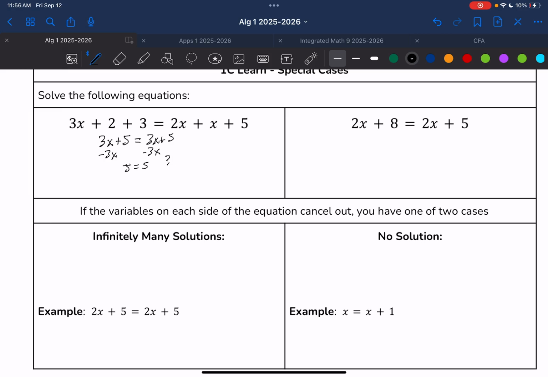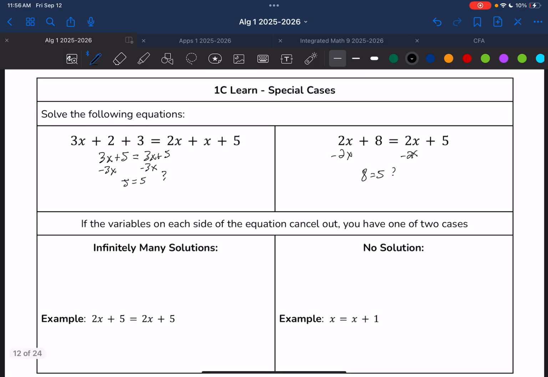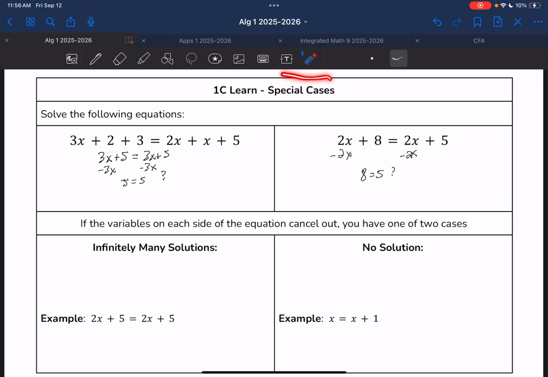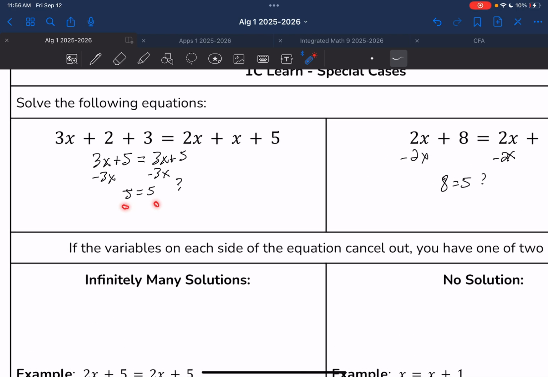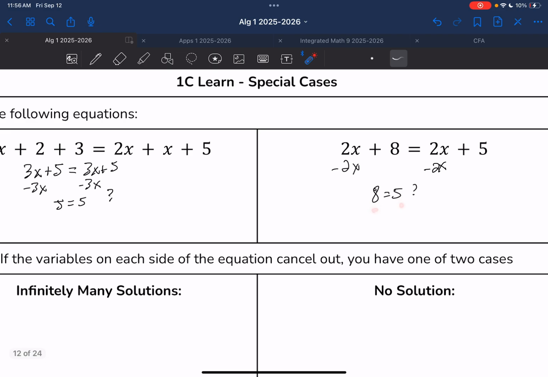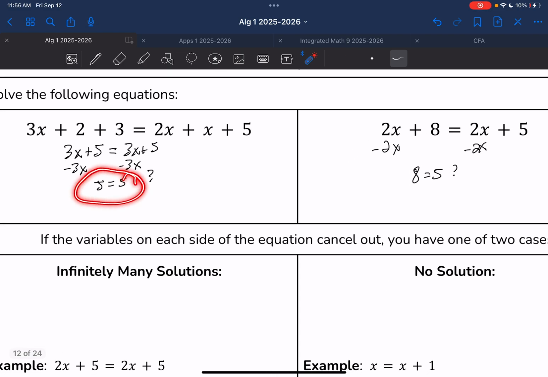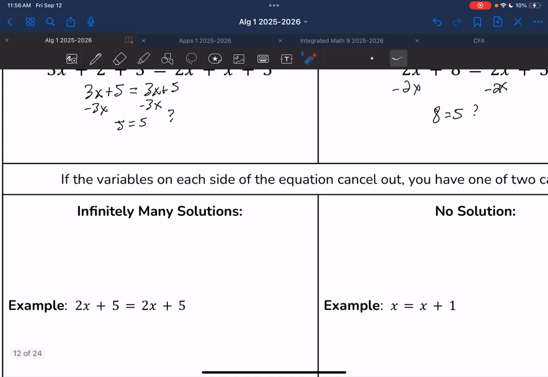And that's kind of a mystery. Let's look over here. Well, I'm going to do the same thing. I'm going to subtract 2x from both sides. I get 8 is equal to 5. That's also a mystery. And so what's happening here is these are what we call special cases. These are things that can happen when you're solving equations where they don't fit the normal scenario, right? Usually we get x equal to some value. Here we have 5 equals 5 or 8 equals 5.